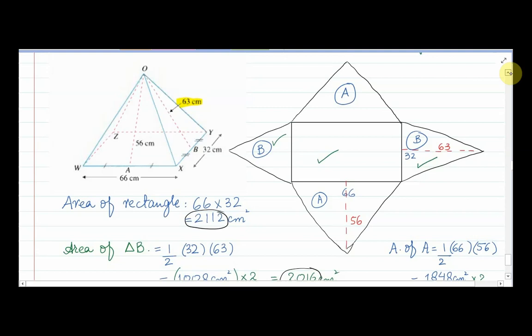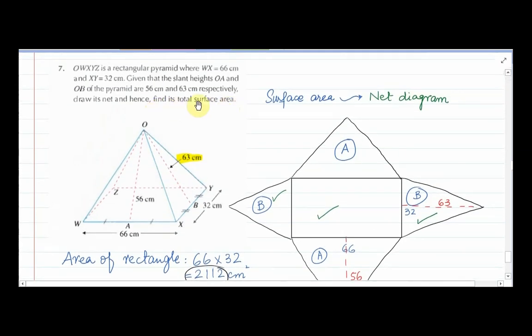Keep in mind, whenever the question asks total surface area, we need to draw the net of the pyramid first, right? So I hope that all of you had a good idea how we solve the question, how we plot the net diagram, right? So I think that is enough for today's class. In today's class we learned how we solve the volume of a pyramid, how we use the volume to find out the height, and how we find out the surface area of a pyramid.